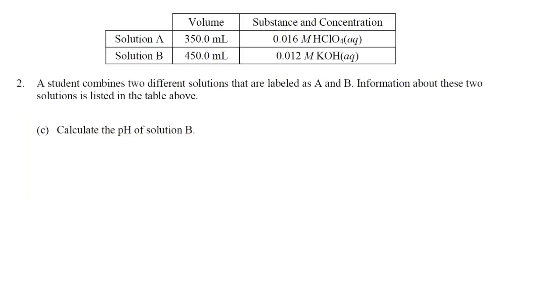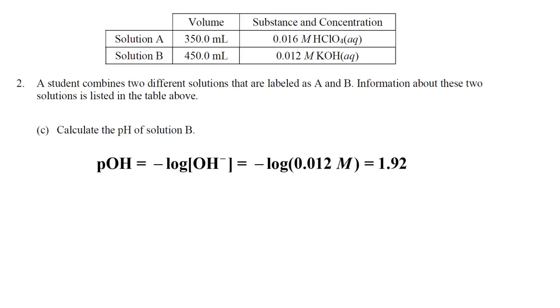So 0.012 molar is not only the concentration of the KOH, or the potassium hydroxide, that is also the concentration of the hydroxide ion. If we take the negative log of 0.012, then we get on our calculator 1.92. But 1.92 is not the final answer to part C. All we have so far is we've calculated the pOH by taking the negative log of the hydroxide concentration.